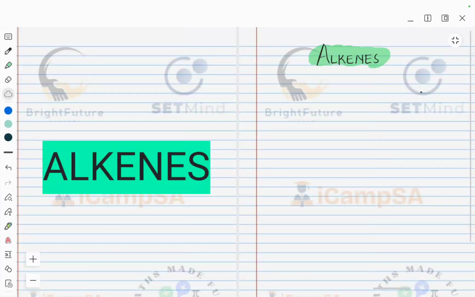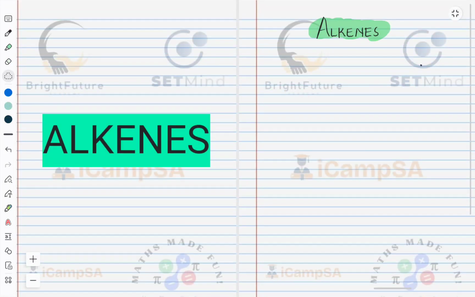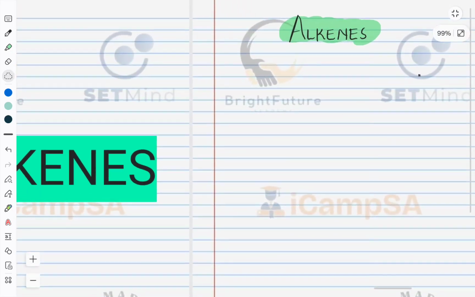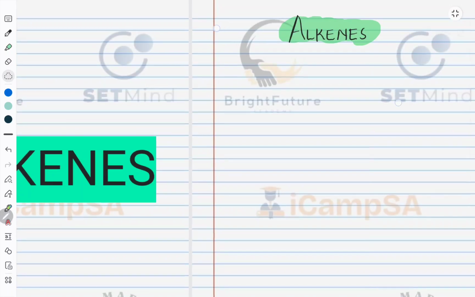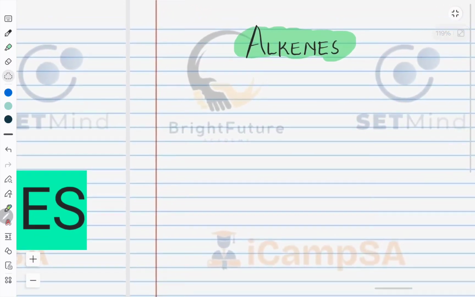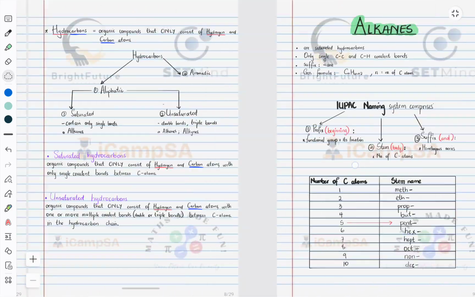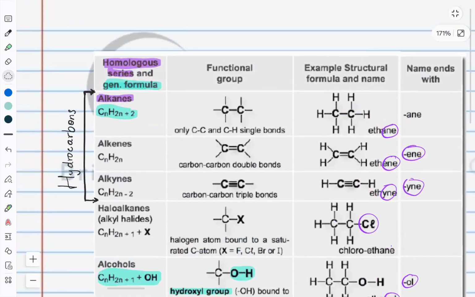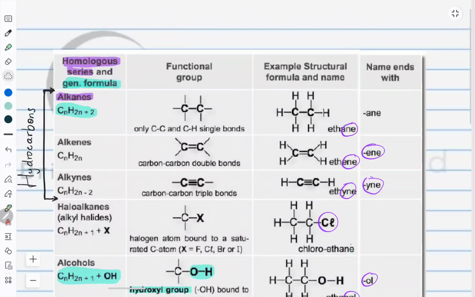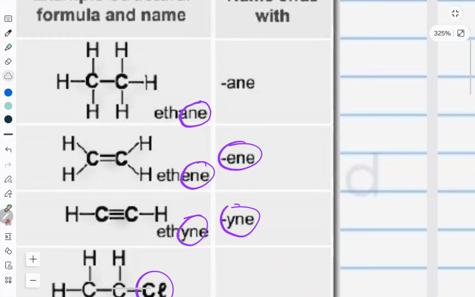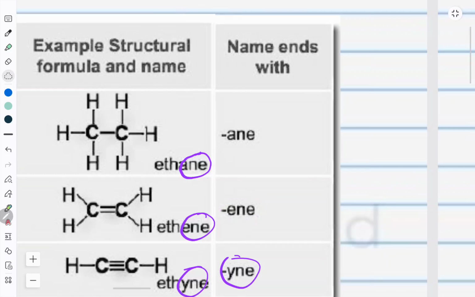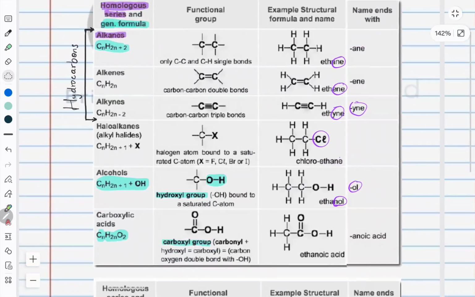Let us begin the IUPAC naming of alkenes. All right, so alkenes, if you remember, we said they are what we would call unsaturated hydrocarbons, and they have a functional group, which is the carbon to carbon double bond. Right, so we are on alkenes. Their suffix is ene, and that's one thing we need to note.